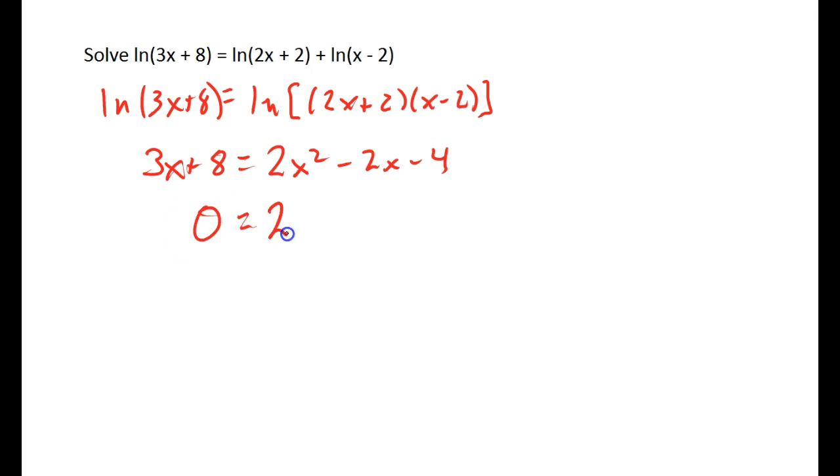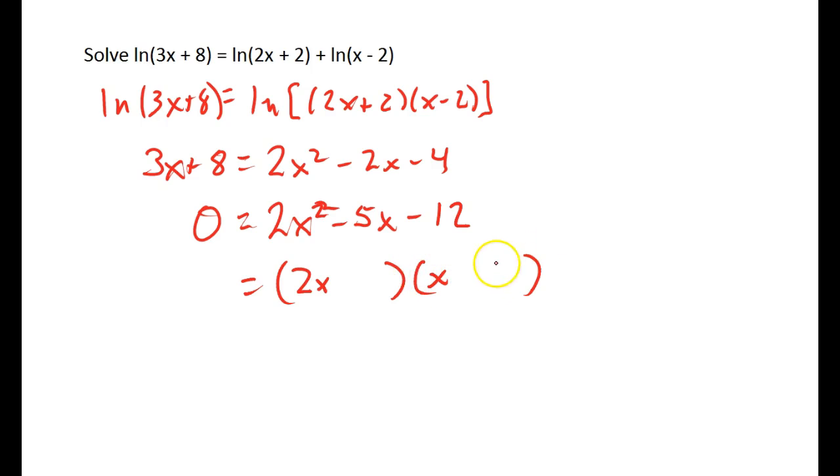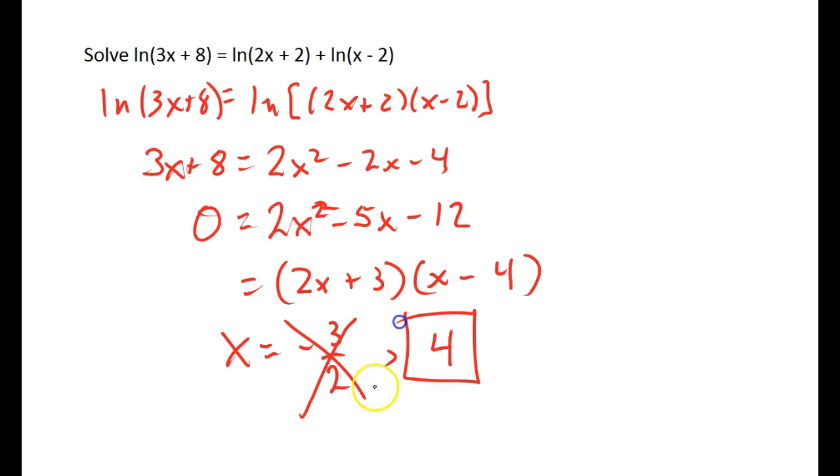Getting everything over on one side, that's 2x squared minus 5x minus 12. And let's see if we can factor that. I think we can. We'll put an x and an x. And how about minus 4, which will give us a negative 8x, plus 3x is negative 5x, and then 3 times negative 4 is negative 12. So that works. Okay, so x equals negative 3/2. I get that from setting this factor equal to 0. And x equals 4. Once again, we can't take the log of a negative number, so we toss that one out, and our answer is 4.